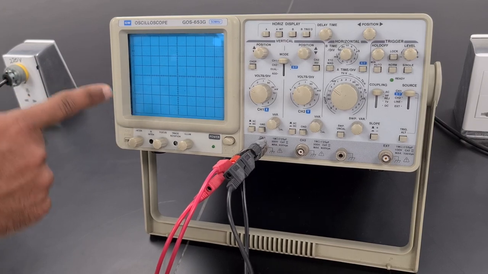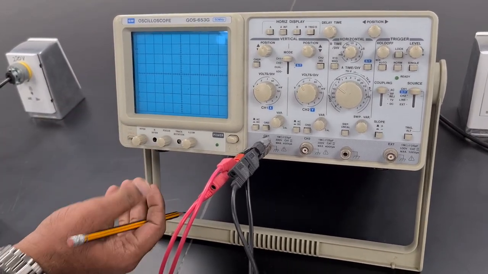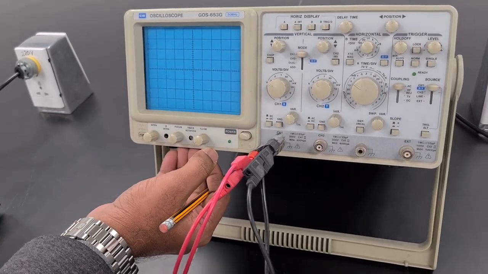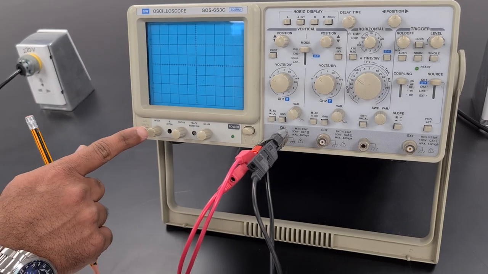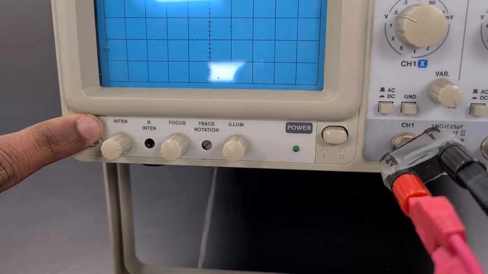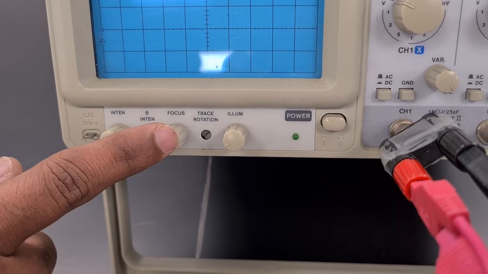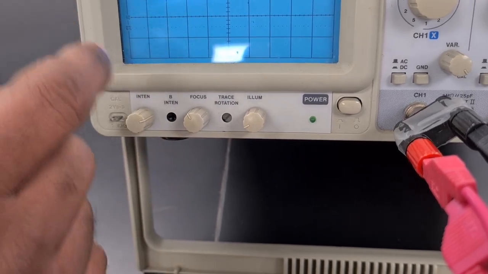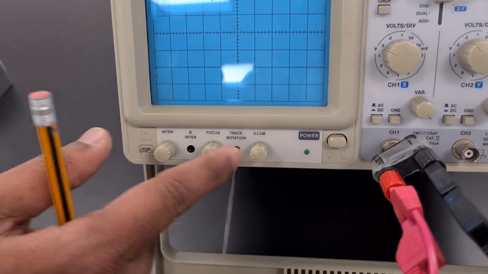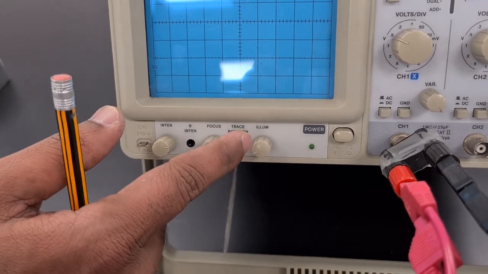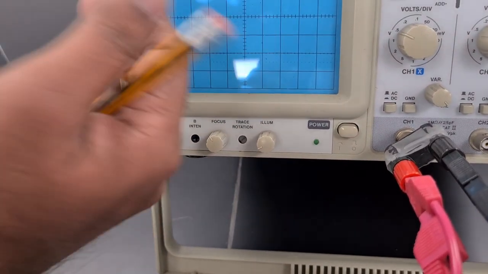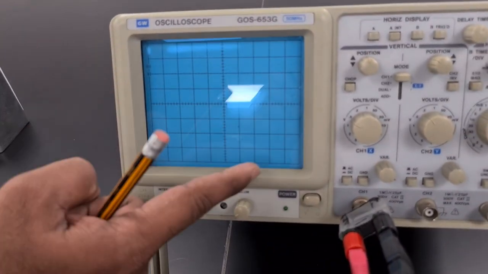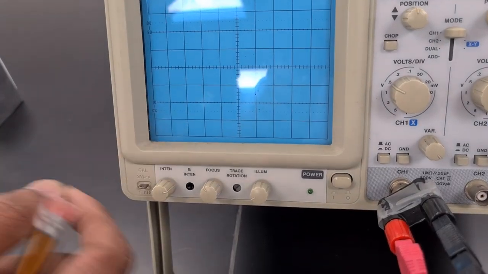Before you turn on this device, first of all, you must know these three knobs. These three knobs are the initial adjustment. What is the function of this initial adjustment? If you touch this, you can set the intensity, that means clarity. Likewise here, focus. If the signal is very blurred, if you turn this, you can make the signal appearing on the screen very clear. And by touching this, you can avoid the background light radiation, because the background light will affect the visibility of the signal here. So before you start taking the reading from this device, you have to adjust these.